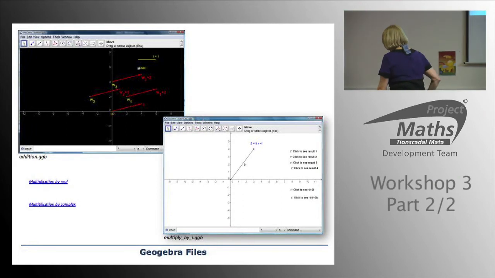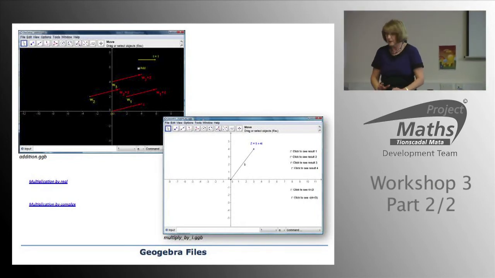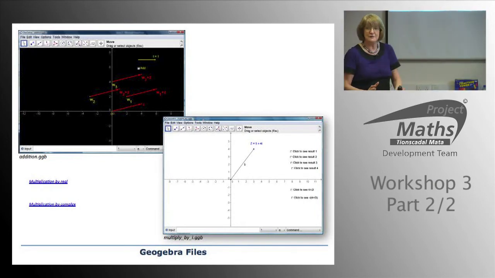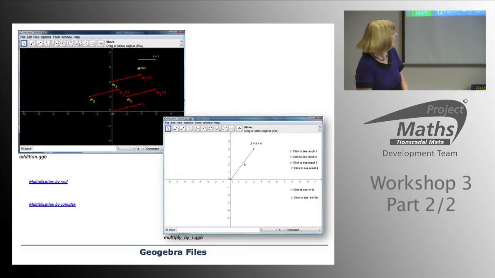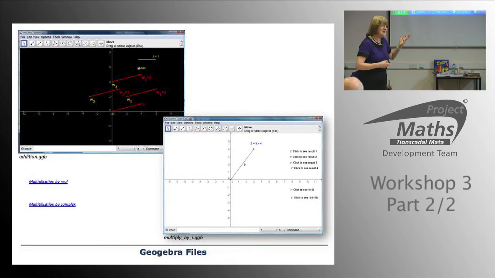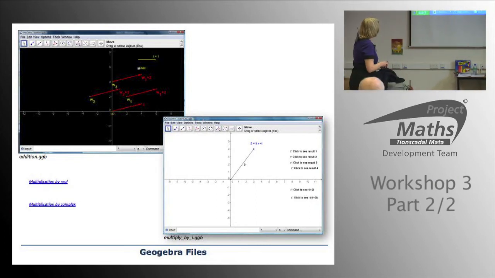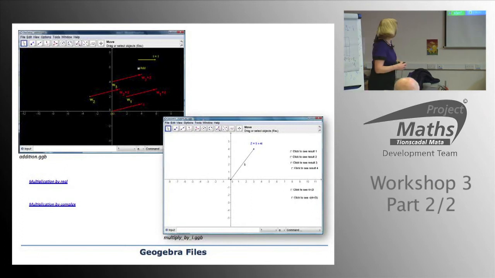I'm going to show you just a Geogebra file. Geogebra, if you haven't already discovered it, it's a free download. I have Geogebra 3, there's actually version 4 up now, but when you're in the middle of workshops, I hate downloading something else in case the things that I already have don't exactly work.